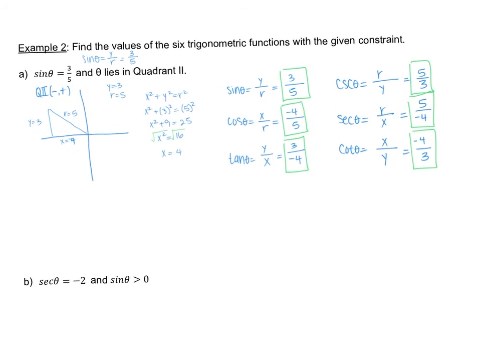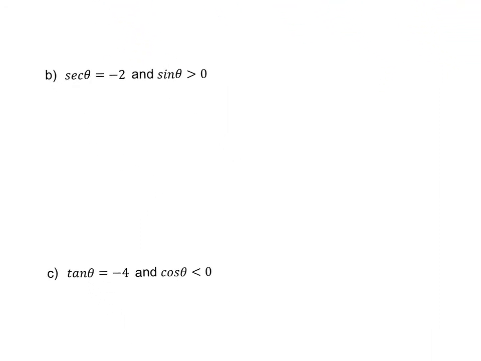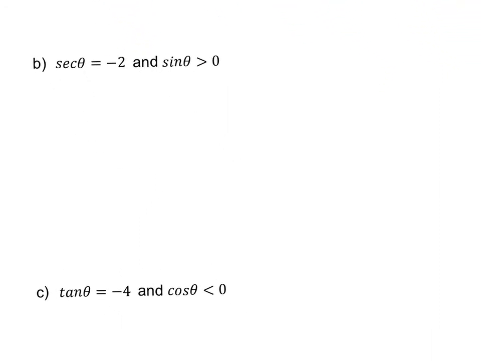Okay, let's go ahead and find our next one with our constraint here. They get a little bit trickier every time, but I want to build up to the difficulty. So this one here is secant, and secant is equal to negative 2. And they also tell you that if you took the sine of the angle, it would be greater than 0. That's a lot of information going on here.